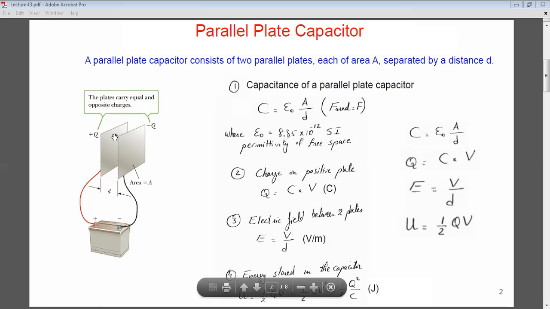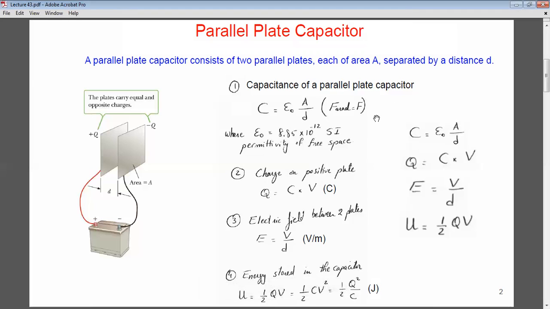Finally, the energy stored in the capacitor, because most of the time we store energy in this capacitor so we can use it later for other uses. So the energy stored in the capacitor, we refer to it by U, not E, to distinguish it from the electric field. It is half QV. Instead of Q, we can put CV, so we get half CV squared, or instead of V, we can put Q over C, so we get half Q squared over C. These four equations are to be memorized, and they will be used across this course, this chapter.